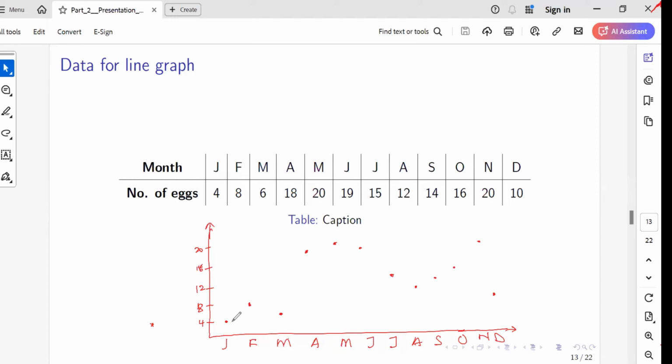But connect them sequentially. Okay, so we have from January to February to March to April to May to June, and then to July, August, September, October, November, and then December. So this is a simple line graph. Okay, yeah.